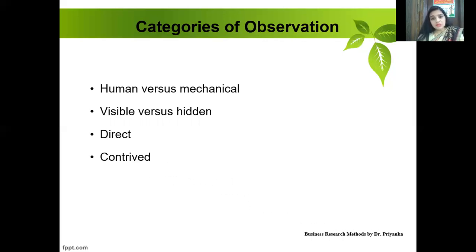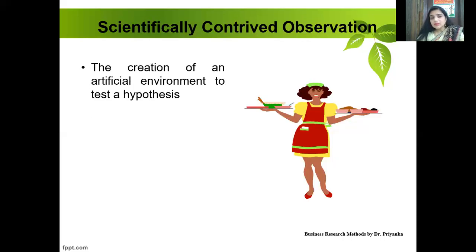Then contrived observation. What do you mean by contrived observation? Contrived observations are the observations which happen in a particular setting. For example, the creation of an artificial environment to test a hypothesis. When you create a kind of environment to test a particular hypothesis, that is actually called contrived observation. You sometimes try to create some environment, observing subjects in an artificial environment in order to just prove a few things you already know, is basically contrived observation.